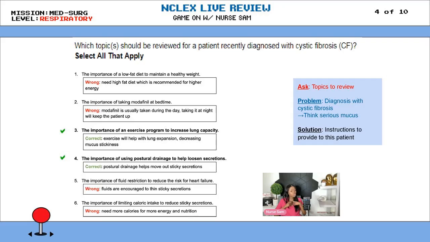The importance of postural drainage. Postural drainage helps move out those sticky secretions. It's going to help them breathe. Remember our airway priorities, ABCs, especially with respiratory disorders.